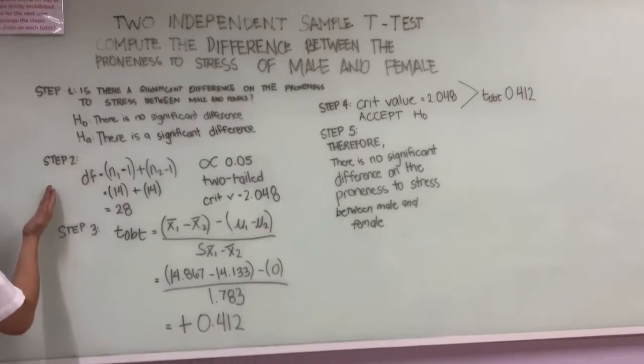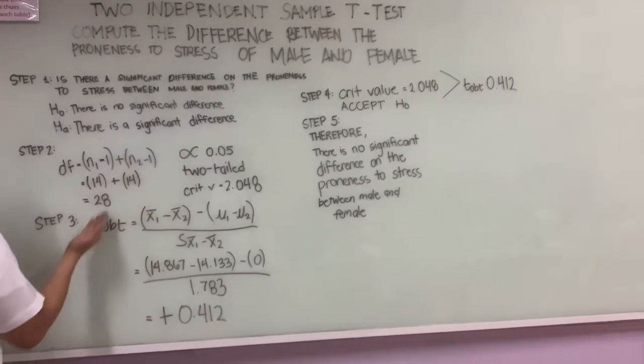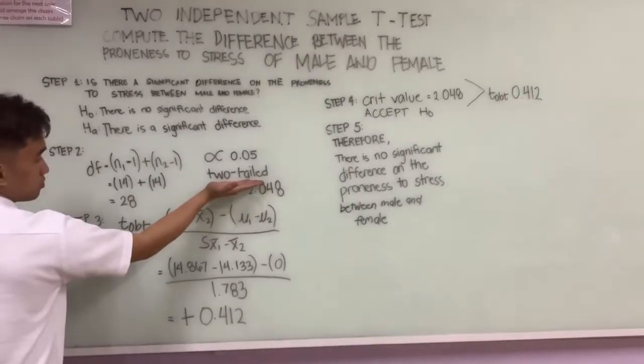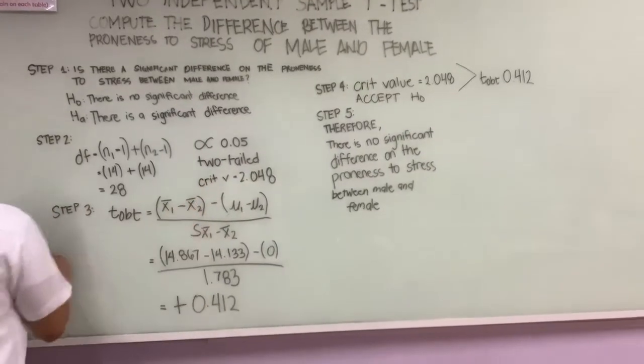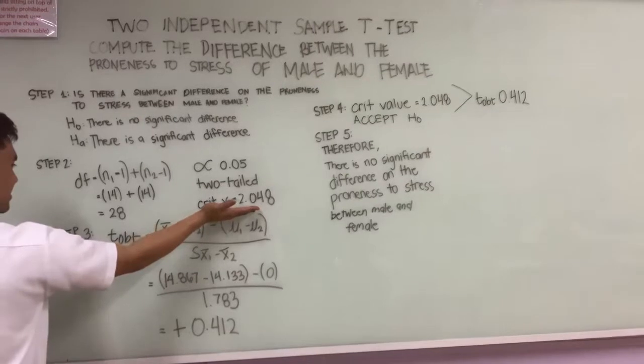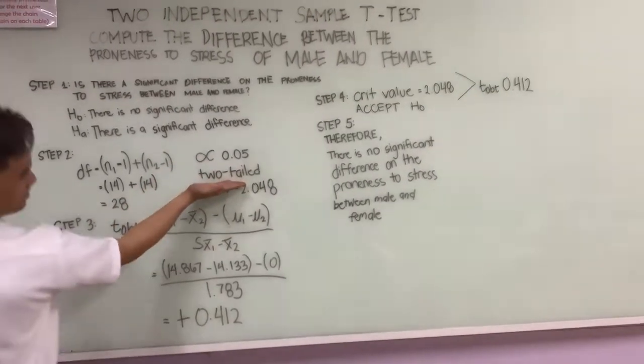For the second step, we would need to identify the value of df, the type of test, and the alpha in order to get the critical value. Our df will be 28. The given alpha for this problem is 0.05. This given example is a two-tailed test because it does not aim to know which independent variable is more prone to stress. Our critical value would be 2.048. This value can be found in the t-table, in which you would refer to the value of 28 as 0.05 alpha in a two-tailed test.